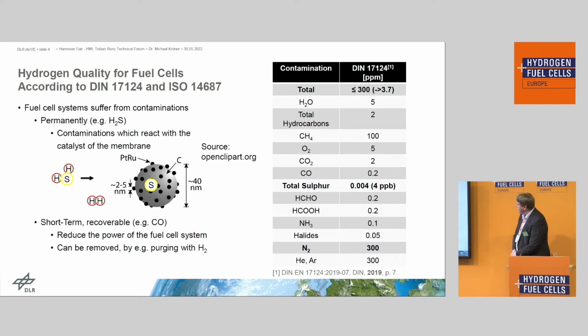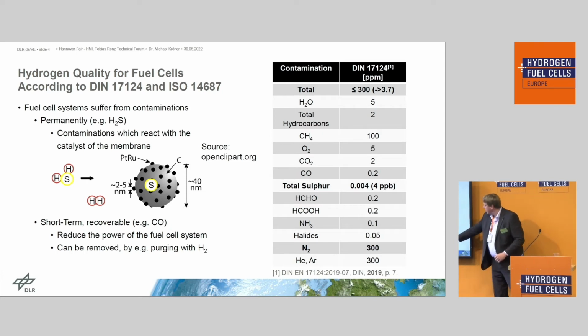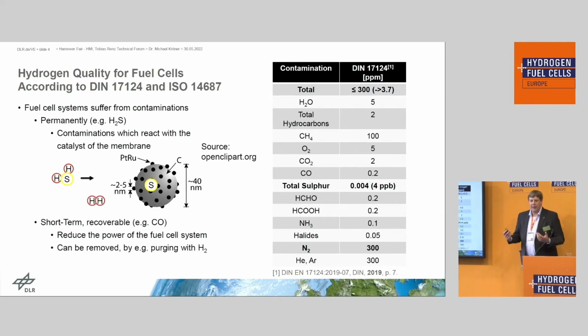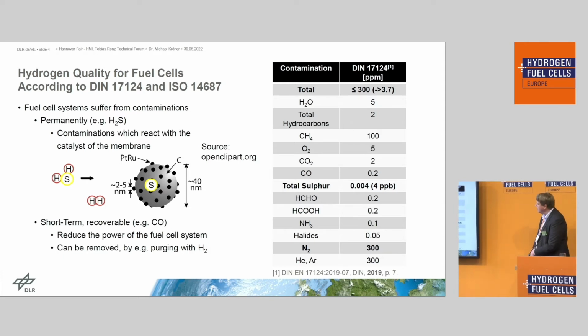We also have other components like nitrogen, which can be 300 parts per million. It's a typical gas that's used for purging hydrogen refueling stations during refilling. That's why I stated it here. It's also the biggest part in air, so it relatively often is found in hydrogen samples. And we also have these short-term reactions, like with carbon monoxide. It can be removed again from the fuel cell system by purging with pure hydrogen. So this is not as problematic as the sulfur compounds.